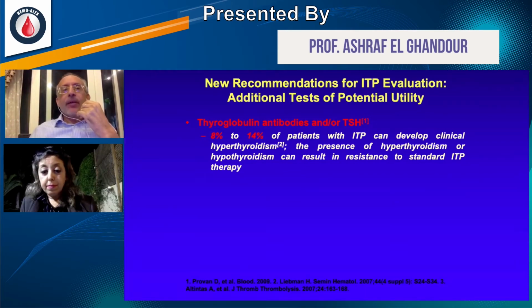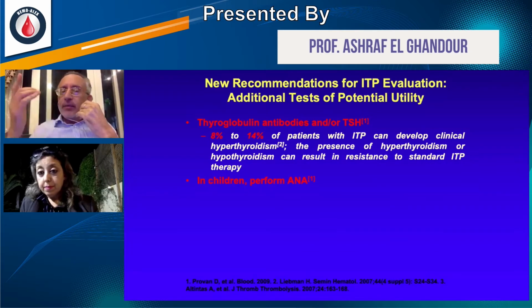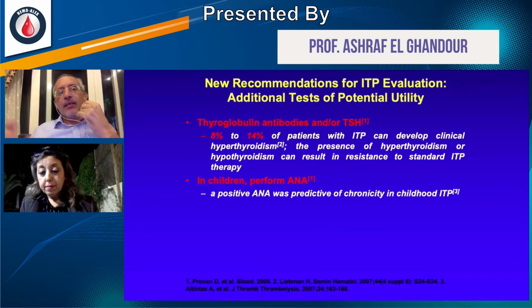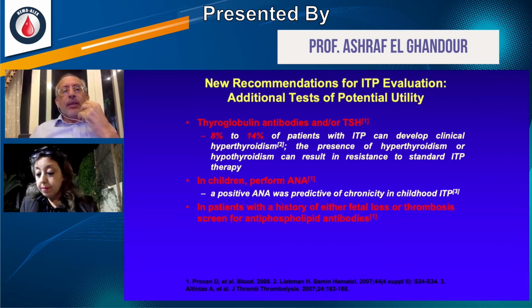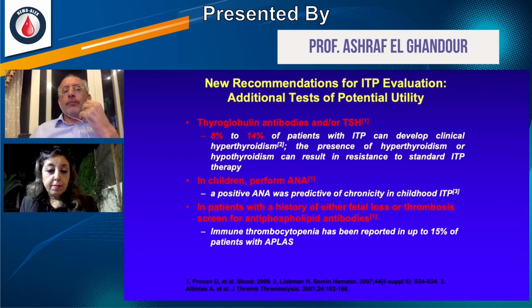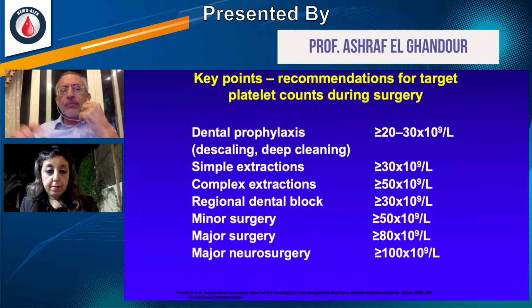hypo or hyperthyroidism. In children, which is not performed, in case of chronic ITP, in a patient with a history of either fetal loss or thrombosis, screening for antiphospholipid antibody is mandatory. So you may have both thrombosis and thrombocytopenia at that time.